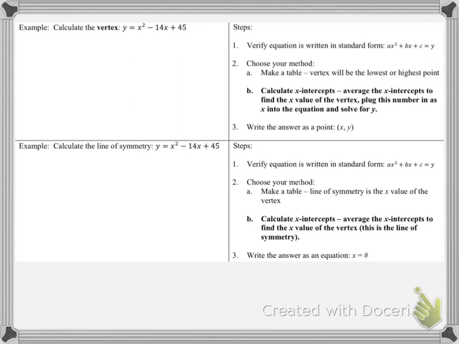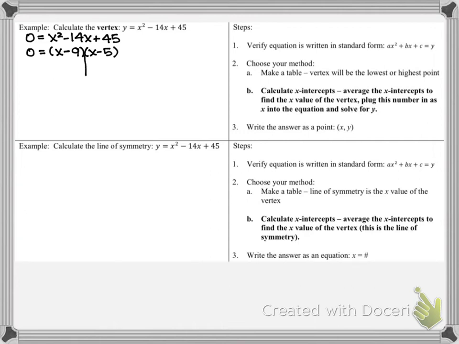Another way to calculate the vertex is to actually calculate it using the X-intercepts, if you can locate them. So go back to what we did in a previous video. We would set 0 equal to Y. Now again, multiple ways to do this. One way would be to factor. If you need to work on factoring, look at the previous videos for that. We know that this factorization is going to be X minus 9 and X minus 5.